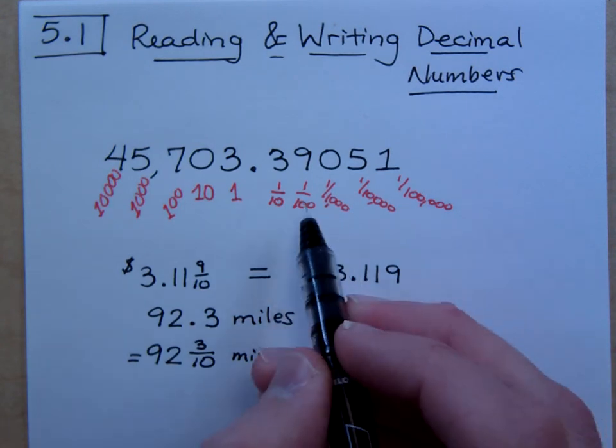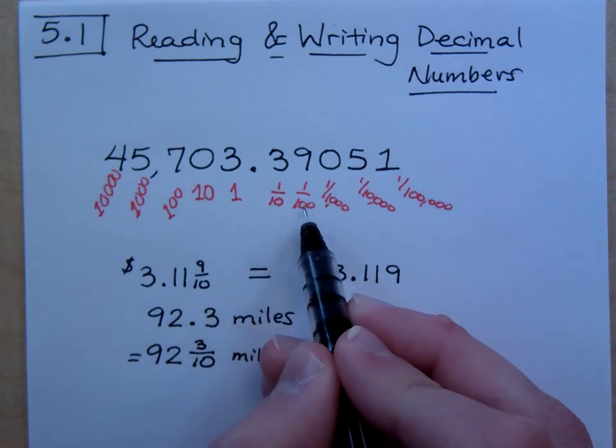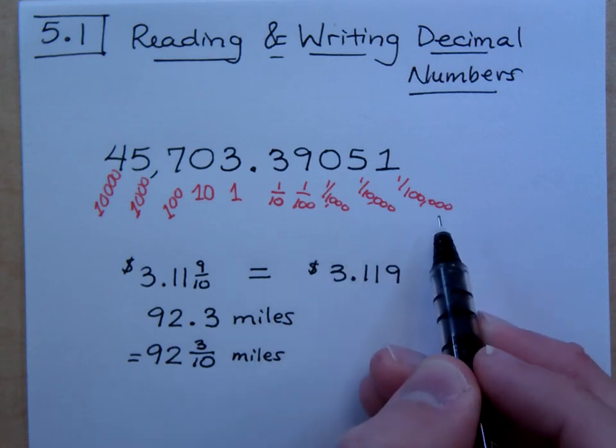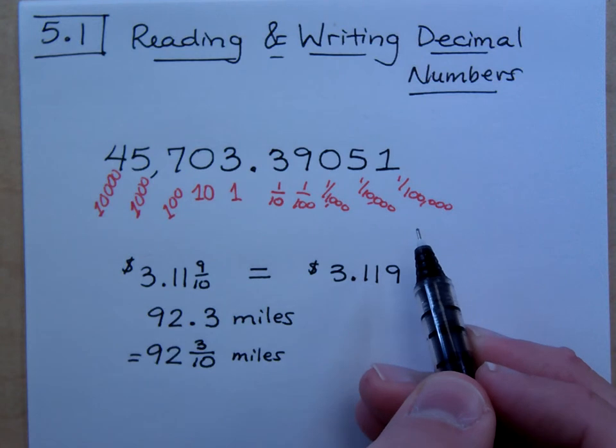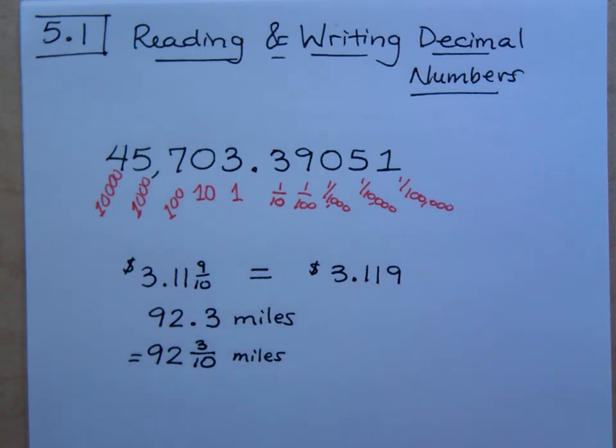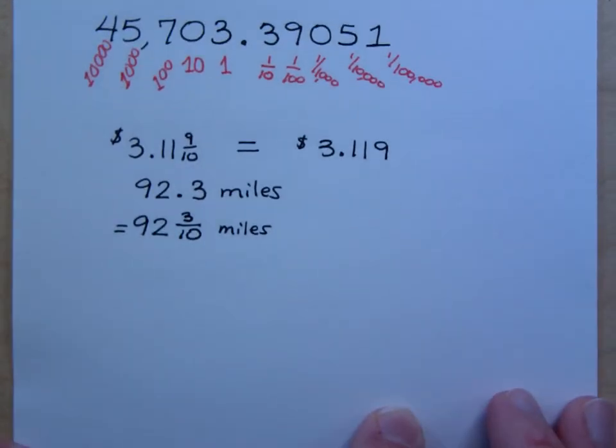So, tenths, hundredths, thousandths, and so on. Is everybody with me on the numbering system that we have here? The hard part is actually reading and writing this, which I'm not a big fan of, but whatever.